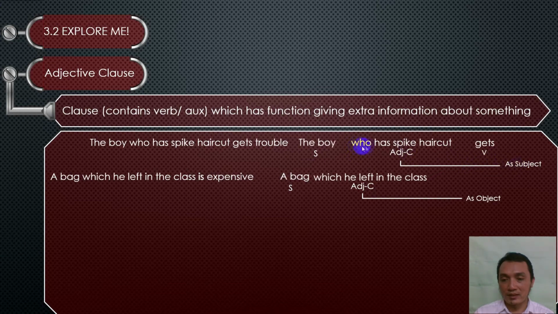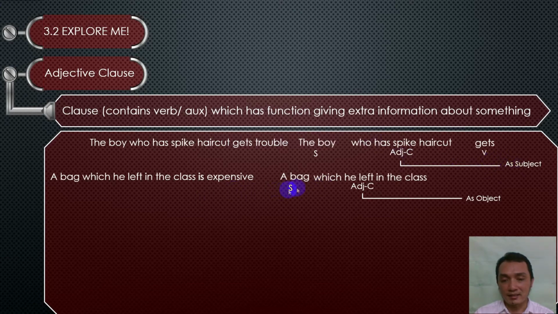Because after the adjective clause comes a verb directly, and then "has" is the verb, "spike haircut" is the object. So the subject is not available. This is called adjective clause as subject.